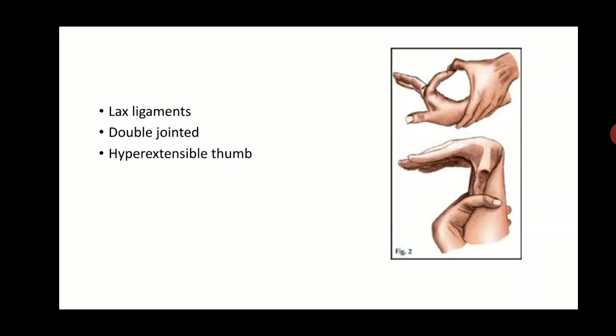Please try it on yourself. If you can do it, then you might be having Marfan syndrome. Sometimes these patients are also known as double jointed, because their joints are so lax they can bend it in either direction, hence the term double jointed.